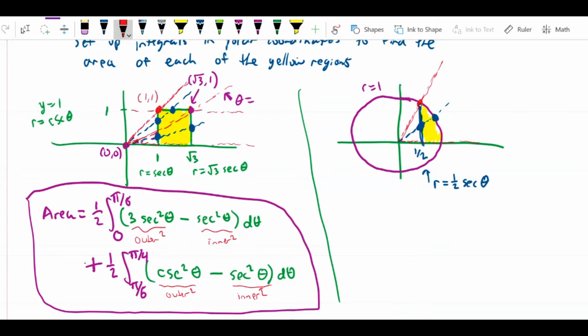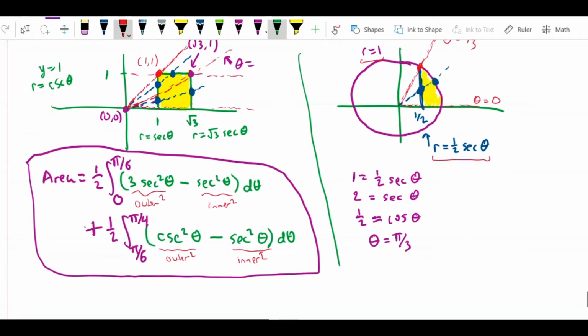Let's find that point of intersection by setting the two curves equal to each other. We have this curve and we have this curve. So we're going to set 1 equal to 1/2 secant theta. That gives us 2 equals secant theta. If secant theta is 2, then cosine theta is 1/2, because secant is just the reciprocal of cosine, so that gives us theta equals pi over 3. So this line here is theta equals pi over 3. This one is theta equals 0, so that gives us our limits of integration.